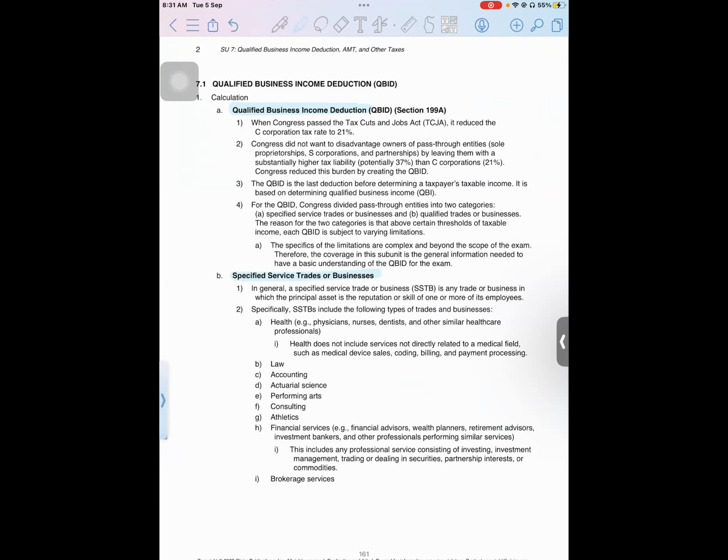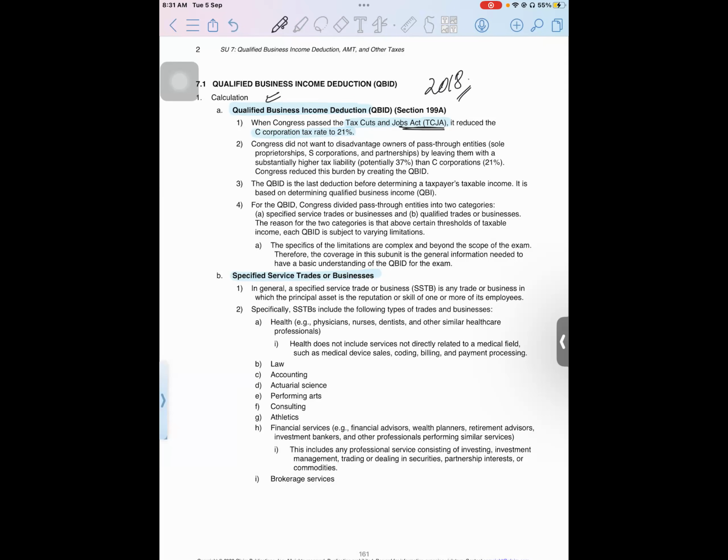When Congress passed the TCJA Act, it reduced the C Corp tax to 21%. See, here they are explaining why they came up with this. From 2018, this is applicable. In 2018 only, the TCJA was passed to match up certain deductions and give certain benefits to the taxpayers, and in some areas they have increased or reduced the taxes.